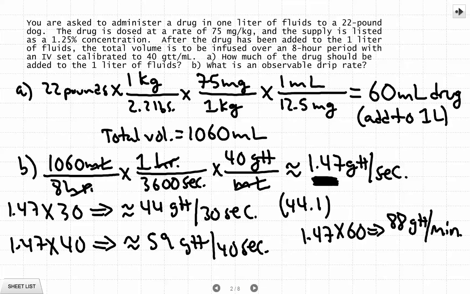So that's basically it. So part A, the volume to be added to the 1 liter of fluids, and part B, determining a unit drip rate, which then we can convert into an observable drip rate.